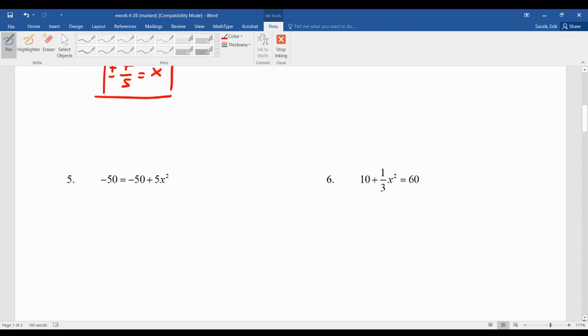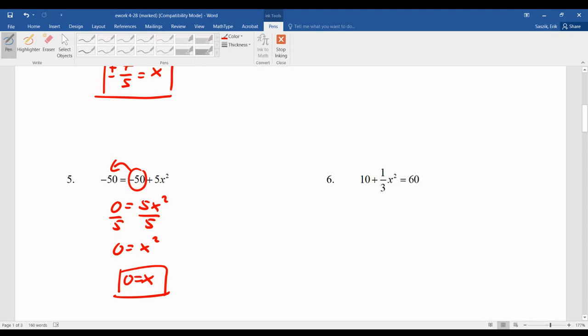Number 5, okay. Again, there's no b term. You want to get x squared by itself. Move that over by adding. You end up getting 0 equals 5x squared. You divide by 5. And obviously the square root of 0 is simply 0.